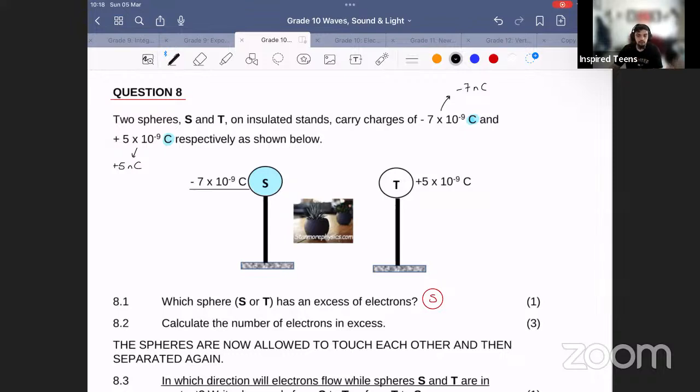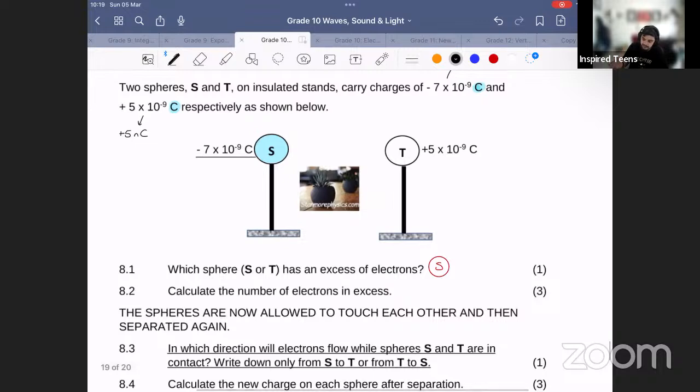Okay, everyone's saying S to T. Anyone says T to S? Okay, no one says T to S because it's the incorrect answer. S to T is indeed correct. Why is S to T correct?